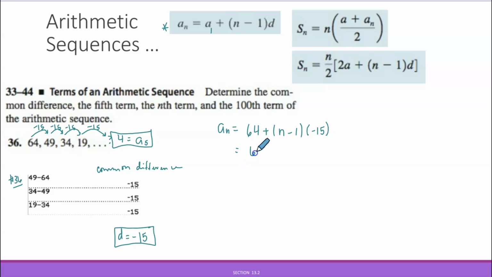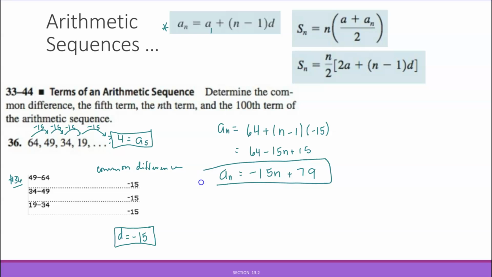Okay, so this is going to be 64 minus 15n plus 15. All I did was take that negative 15 and distribute it to clear parentheses. And so we have a negative 15n. And then if we take 64 plus 15, that gives us 79. So this is our formula that generates every term in this arithmetic sequence.